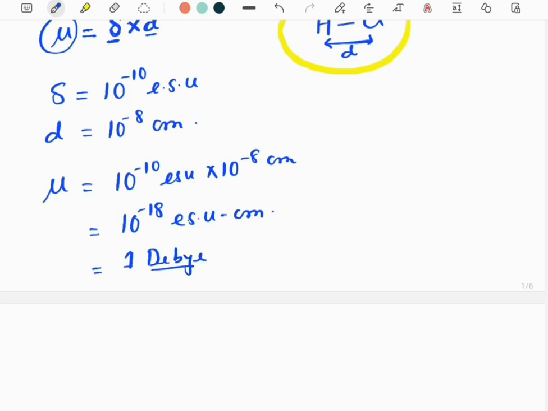and this Debye is the unit of dipole moment. So this Debye is the unit of dipole moment.